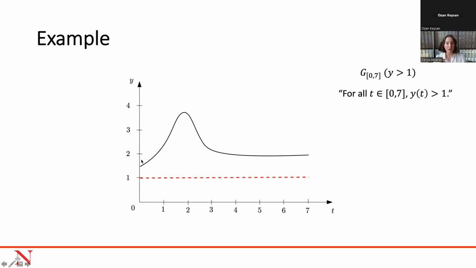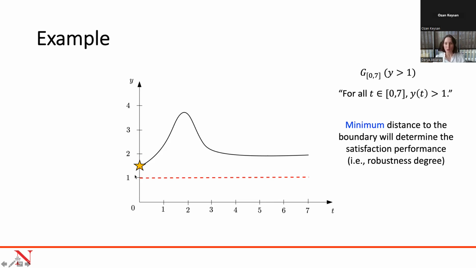But if you want to calculate the robustness degree, what we do is look at the signal and find the minimum distance to the boundary, which is actually this point. And this says that if I perturb this trajectory by, let's say, 0.5 amount, if this is, for example, 1.5, then the distance would be 0.5, and the perturbed trajectory will still continue to be a satisfaction, because if I perturb it within that bound, all the points will still be above the desired threshold. So as you see, for this type of formula, it would be the minimum distance.